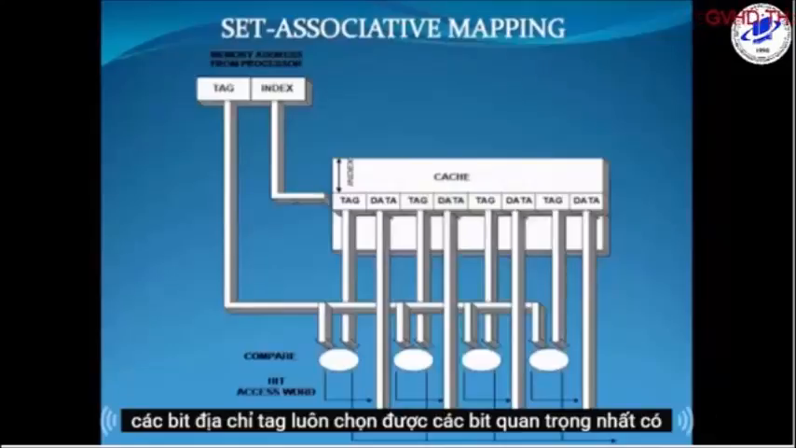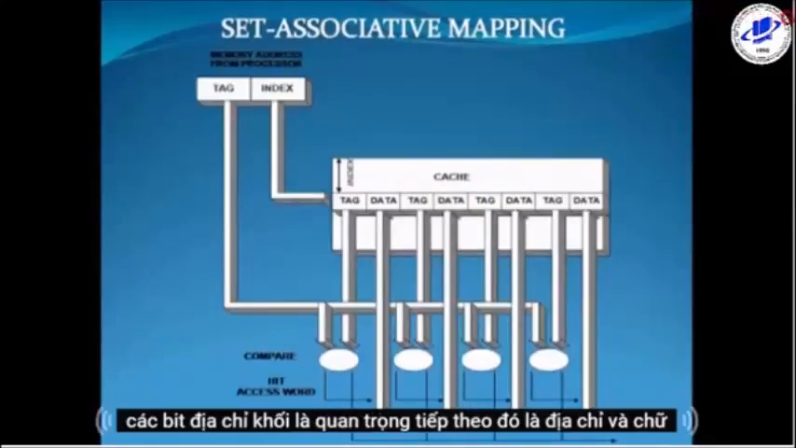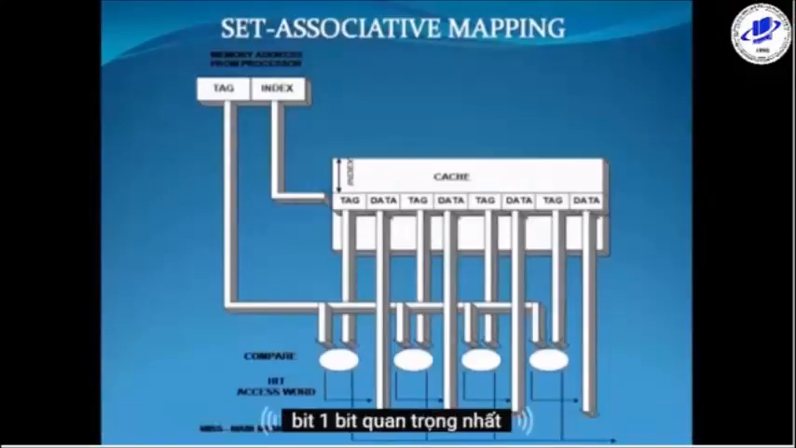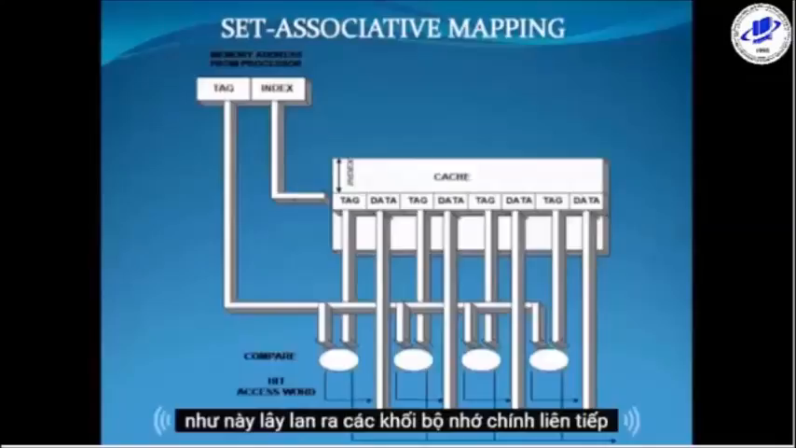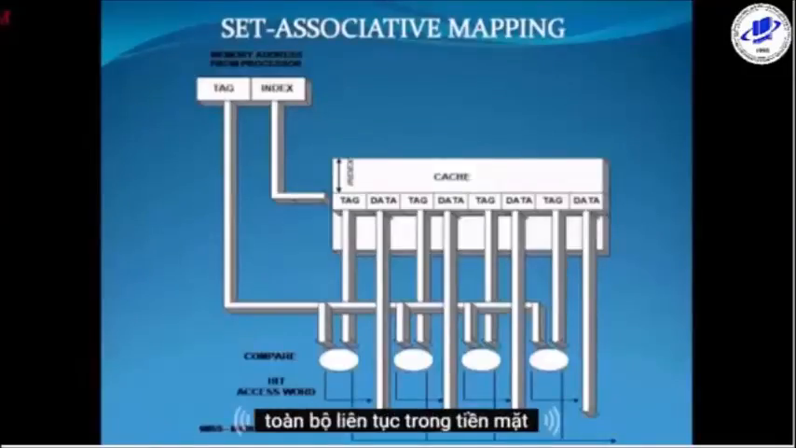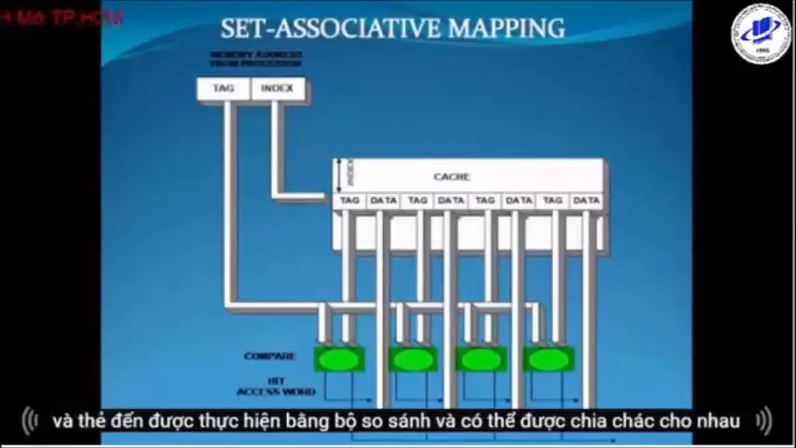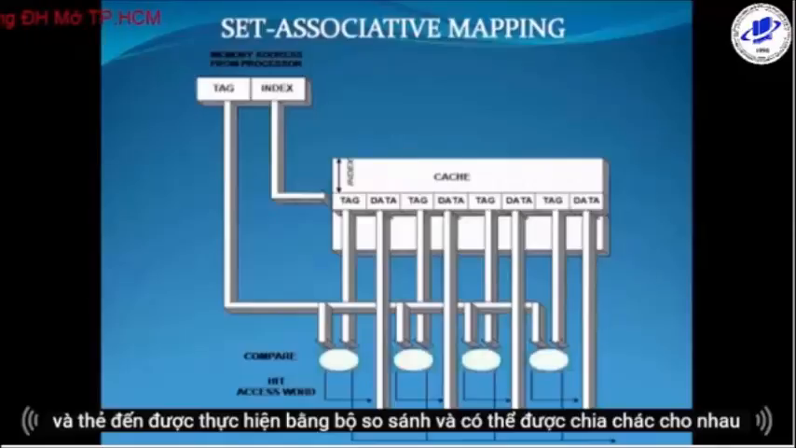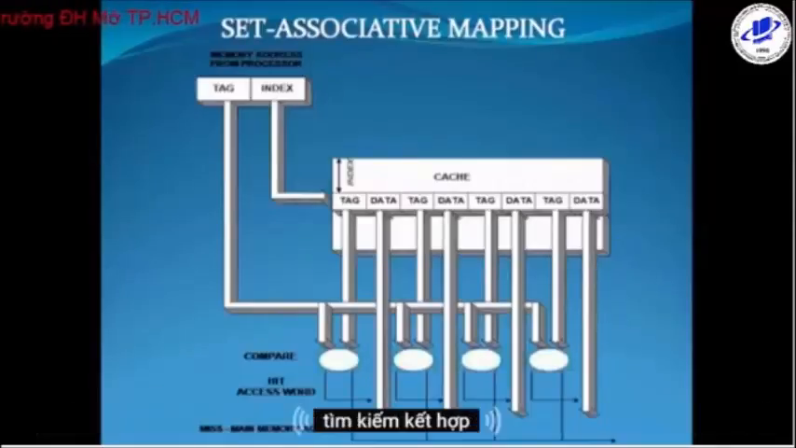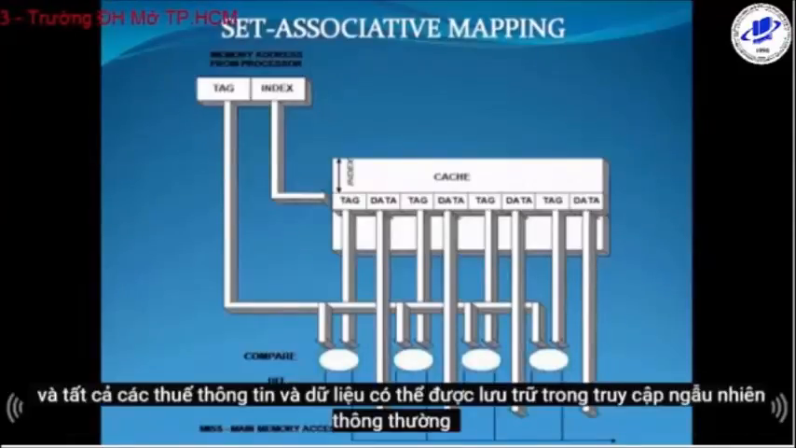The tag address bits are always chosen to be the most significant bits of the full address, the block address bits are the next significant bits, and the word address bits form the least significant bits, as this spreads out consecutive main memory blocks throughout consecutive sets in the cache. Notice that the association between the stored tags and the incoming tag is done using comparators, and can be shared for each associative search, and all the information, tags, and data can be stored in ordinary random access memory.